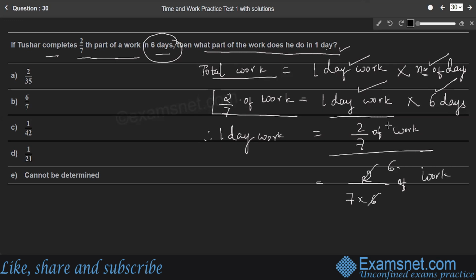Right? Since 2 into 3 is 6, he can do 1 by 21st part of work in how many days? In 1 day. So he can do 2 by 7 part of work in 6 days. Therefore, in 1 day, he can do 1 by 21st part of work. So option D is the right answer.